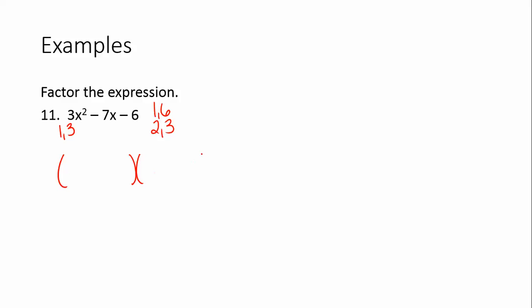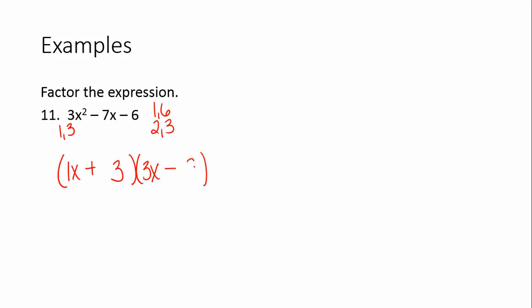So I'm going to place the front in first because it's prime. I know that it's only 1x and 3x. My sign in the back is negative, so I need one of each, positive and negative, plus and minus, addition, subtraction. So you can start with 1 and 6, you can start with 2 and 3, it's your choice. I'm going to start with 2 and 3 because I can see which way it needs to go.